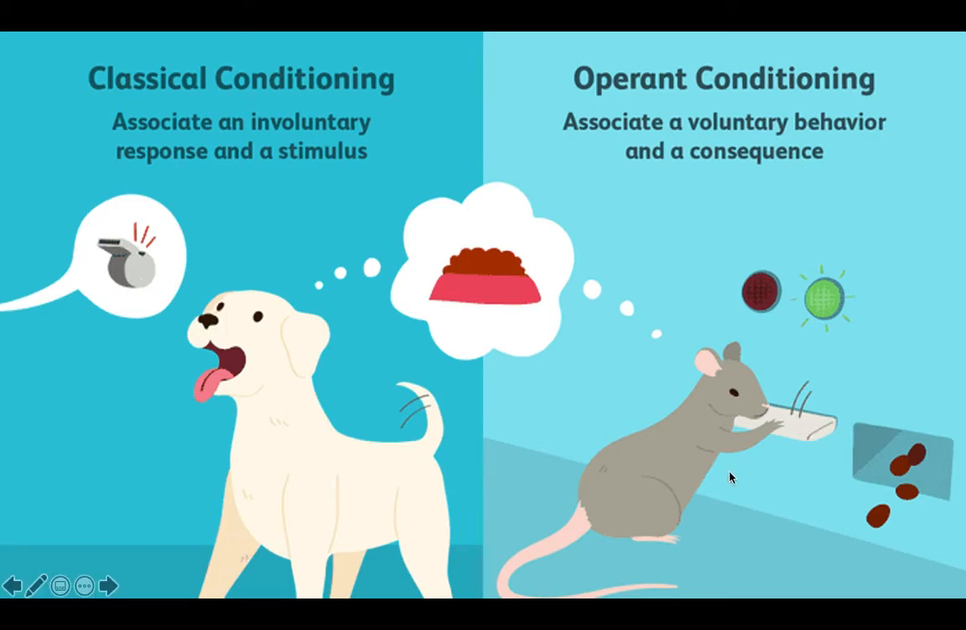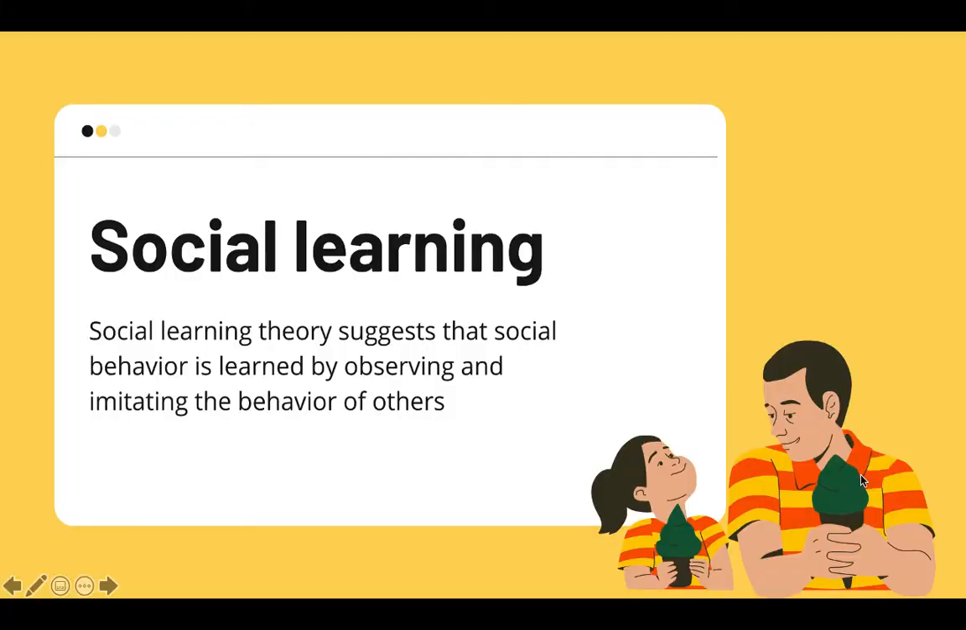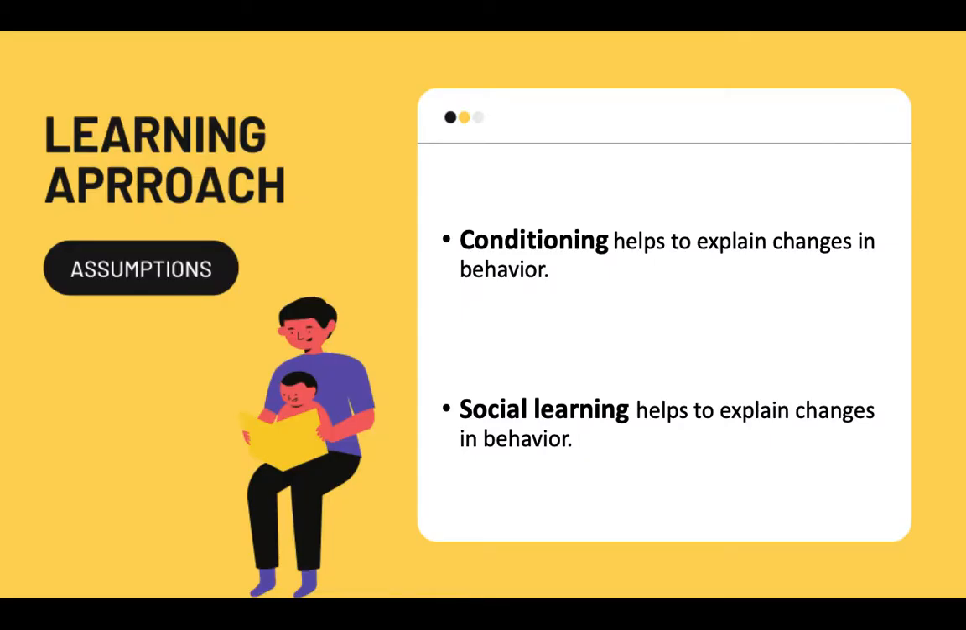So for example, by chance, let's say this mouse clicks on this lever, and suddenly food comes out. Now he knows that if he clicks on this, food will come out, which is the reinforcement. So the likelihood of him clicking this lever will increase, because he knows there is reinforcement at the end. The second one, social learning, helps explain changes in behavior.